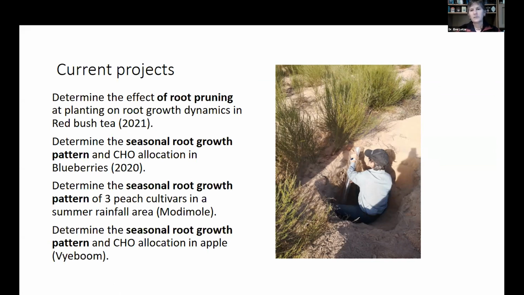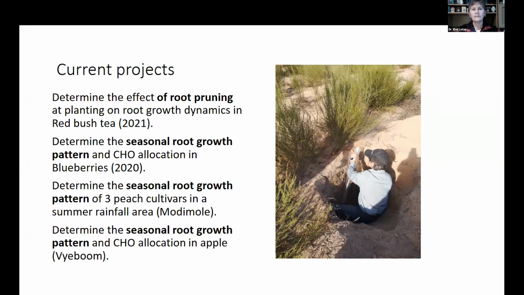It's the first time I'm going to work with blueberries, and in this case, it's completely different because the blueberry has a much shallower system, and we will only use a tube or 1 image per tube of about 20 centimeters depth. And we want to determine the seasonal root growth pattern because it hasn't been done before, and we want to relate that to phenology as well as the carbohydrate allocation in blueberries. Then we're finishing 2 projects.